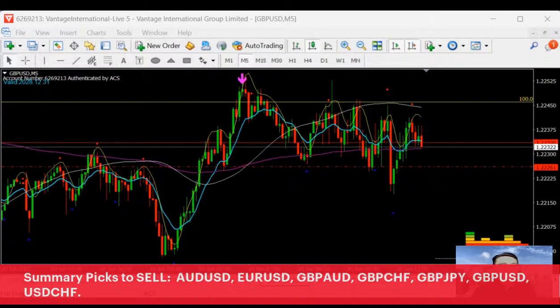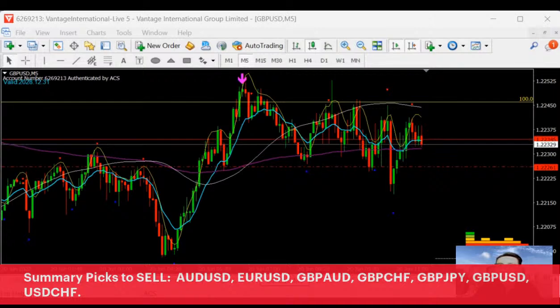Is there any selling opportunity for pound dollar? I will still say that tentatively it's a short term selling. I'm still looking at the level over at this part here because you can see it started to go sideways with testing on this level. So that is something that I want to be careful with as well.